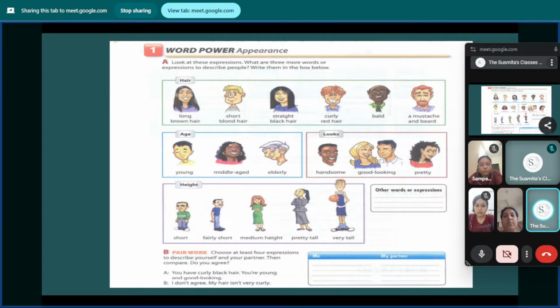Now, along with that, there were some more words which she said. She is attractive, he is attractive, he or she is beautiful, he or she is stunning. We can use these words to say someone is very beautiful. Then we can talk about someone's height also. We can say he or she is short, she is fairly short, medium height, that is our average height. Average height is somewhere around 5.5 feet, of course. Then we can say pretty tall or he or she is very tall.